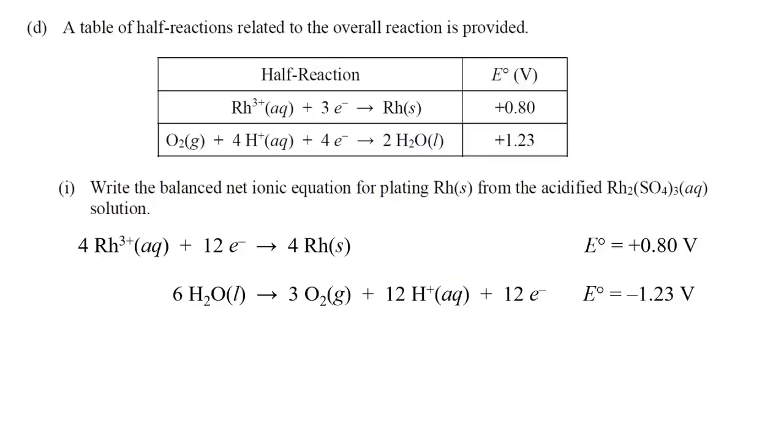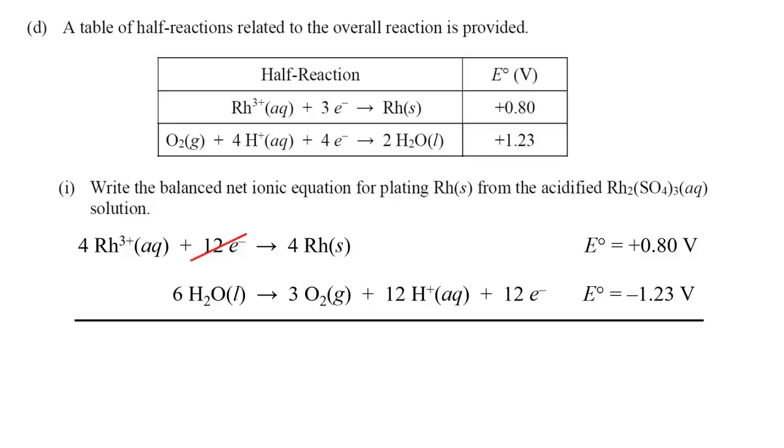It still is positive 0.80 volts for the rhodium half reaction, and it's negative 1.23 volts for the oxygen half reaction. Now, when I add these two half reactions together in this form, I can see 12 electrons on the left, 12 electrons on the right, so I can cross them out on opposite sides.